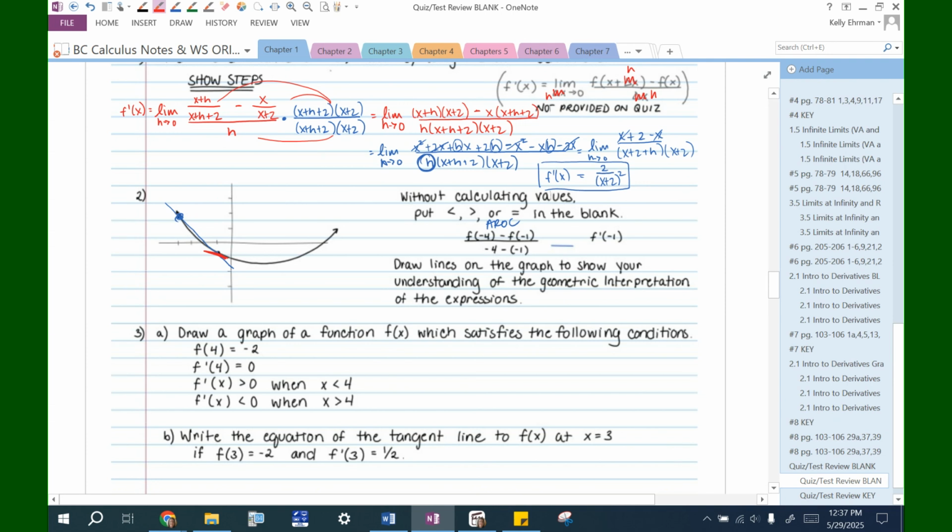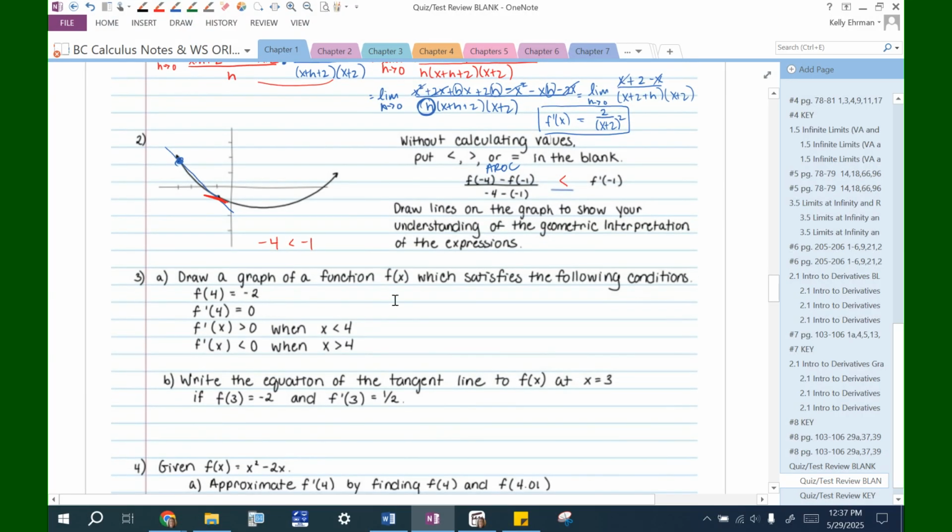Which slope is bigger or smaller? Now, both of them are negative. So remember, like -4 is actually less than -1. So this steeper negative slope is less than this less steep slope. So this slope, the AROC slope, is less than the shallower slope here.